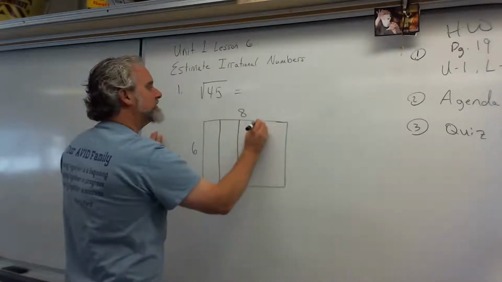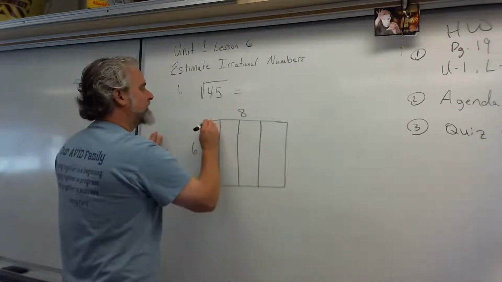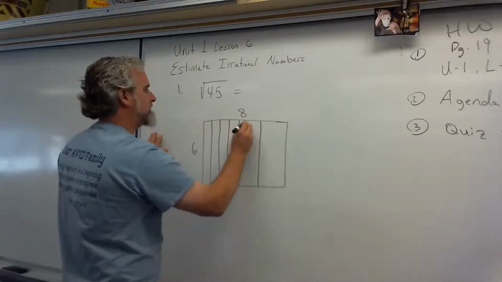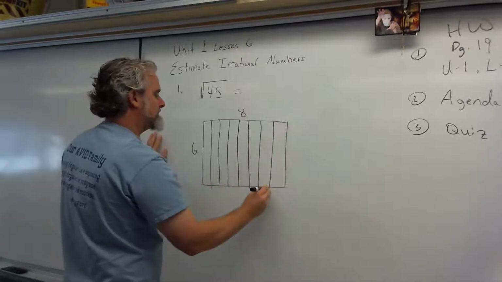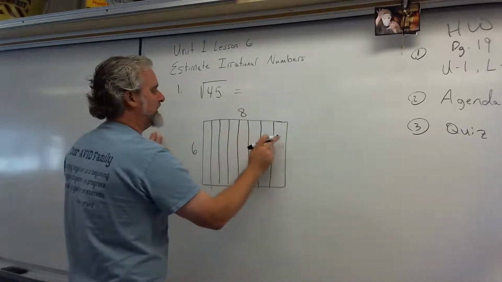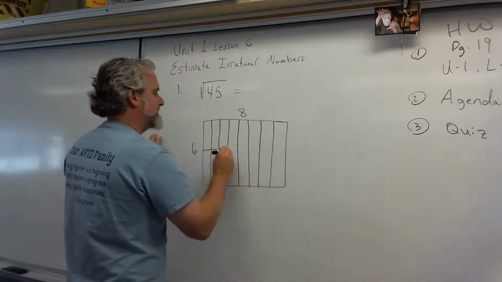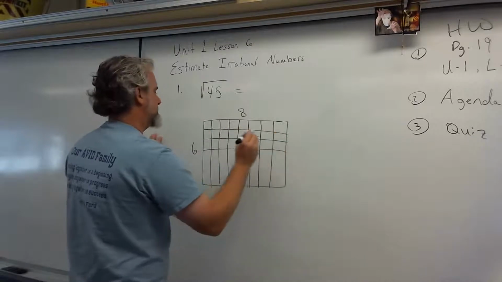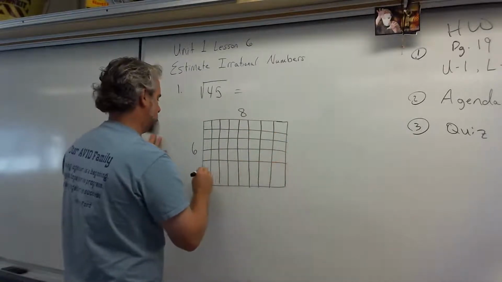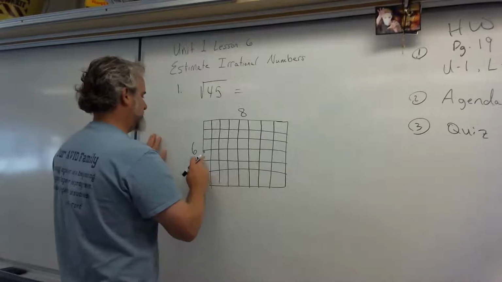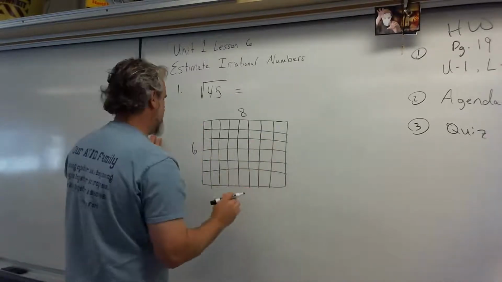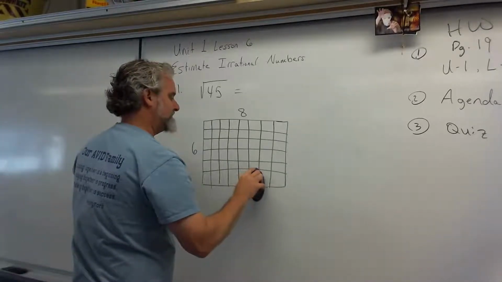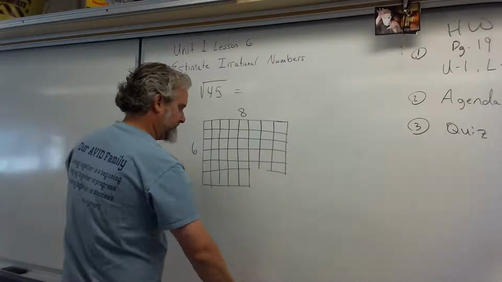So break this down into groups. So 1, 2, 3, 4. 1, 2, 3, 4, 5, 6, 7, 8. And then break this down. 1, 2, 3, 4, 5, 6. 6 times 8 is 48. But I need to erase a few of these. So we have only 45.